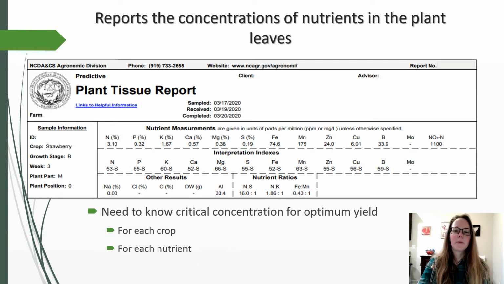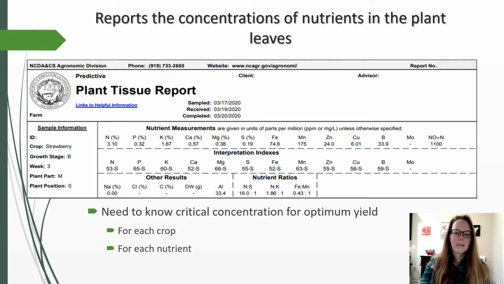Before we dive deeper into how to interpret a plant tissue report for strawberries, I want to take a moment to explain what the tissue test shows and what are the principles behind the interpretation. A plant tissue analysis report will show the concentrations of the nutrients that were measured in the leaves. Here is an example of a strawberry report that was run at the NCDA lab.